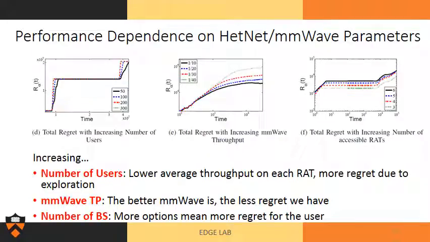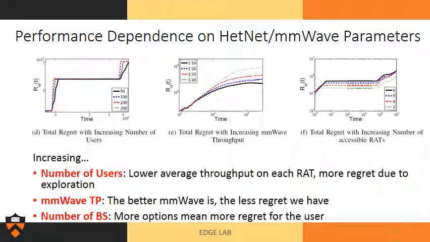In figure D, we see that by increasing the number of users, we lower the average throughput on each base station, or each router of each base station, simply because there are more users contending for the same resources, and there's more regret due to exploration, and the slopes are much higher when users begin to increase their regret. In figure E, the total regret is decreased the better mmWave is. So say if we increase the instantaneous throughput of mmWave from 1/40th to 1/30th to 1/20th to 1/10th of the actual value, from green to red to blue to black, we can see that the total regret decreases from green to red to blue to black.